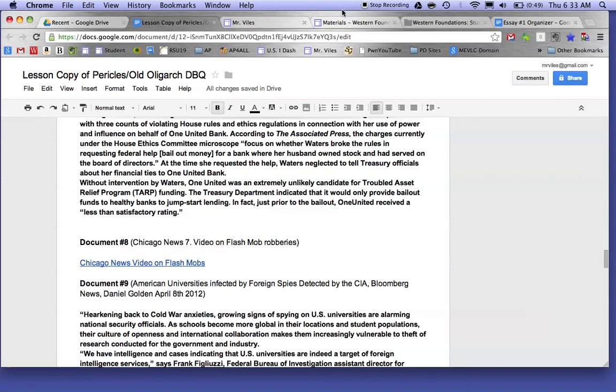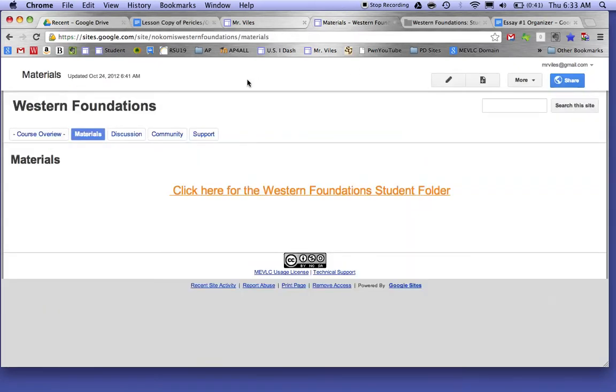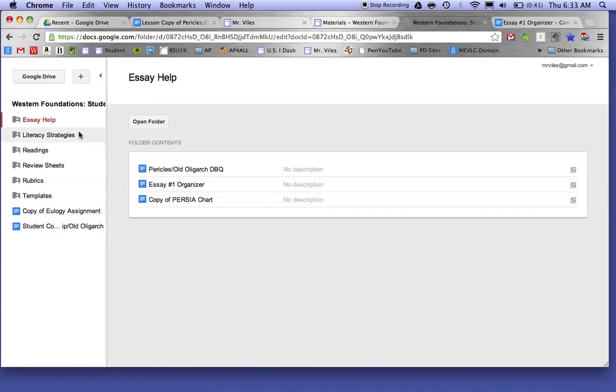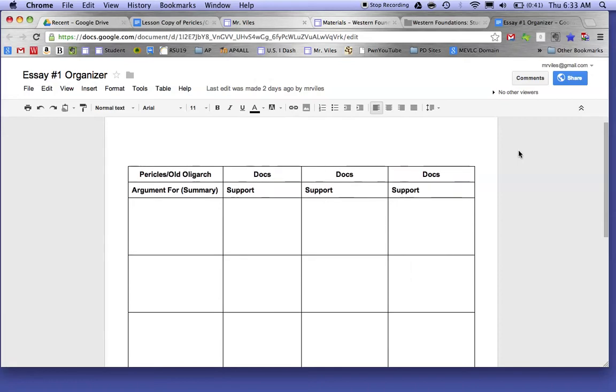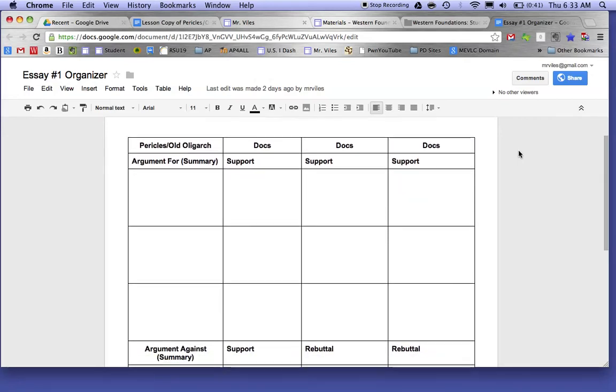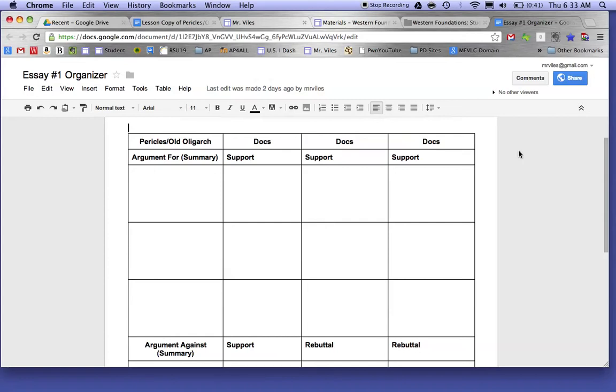Well, the next place you would go, and you already did this the other day in class, we went to the materials folder, we clicked down here on the student folder, and inside the student folder, in the essay help, there's something called an Essay 1 organizer. That organizer looks like this. And what you can do today, now that you have your DBQ fully annotated, and if you are not complete with that, you want to finish that. You want to go through the docs and annotate for social and political themes. But if you are through with that and you finish the homework, your next step is right here.